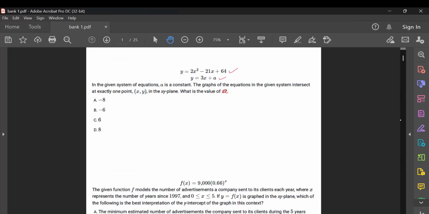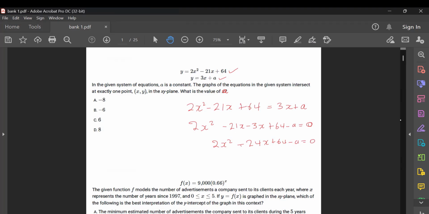So we're going to have to solve the two equations simultaneously. And since they're all starting with y, then we'll solve them by equating them. So we shall have 2x squared minus 21x plus 64 equals 3x plus a. So this becomes 2x squared minus 21x minus 3x plus 64 minus a equals 0, which now is 2x squared minus 24x plus 64 minus a equals 0.